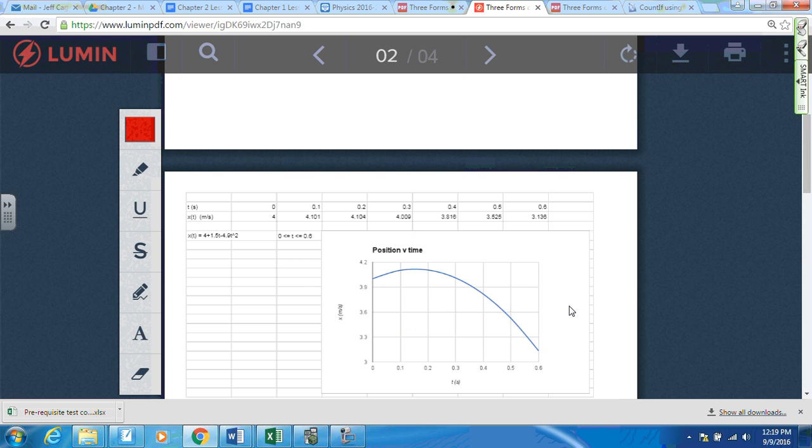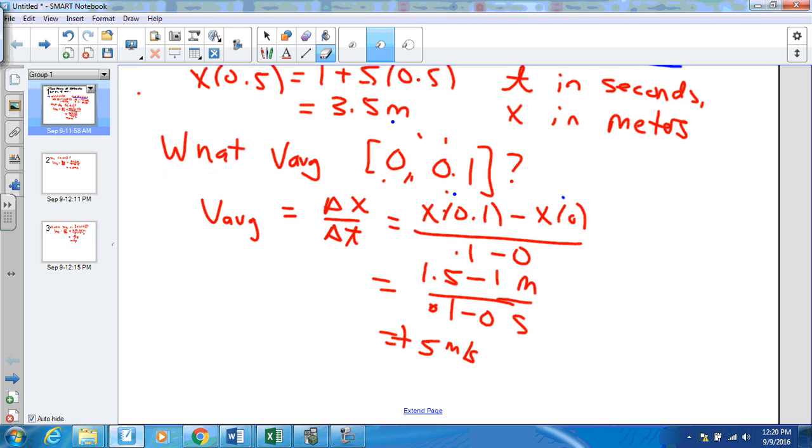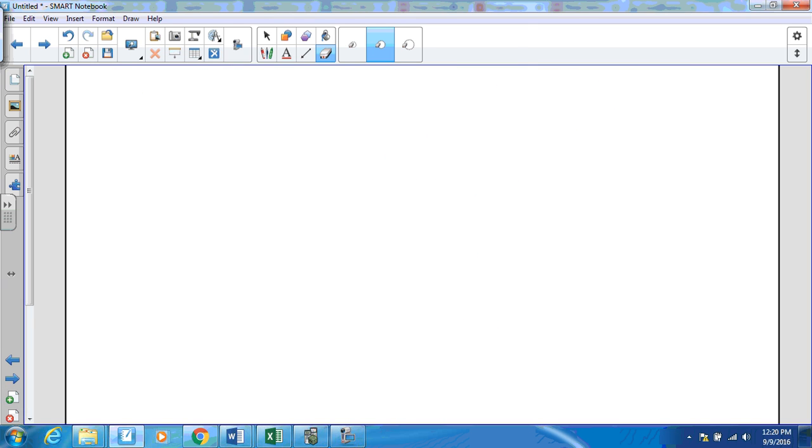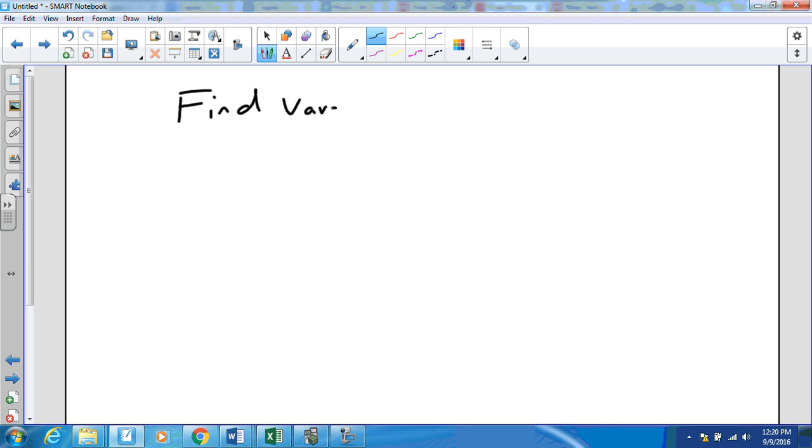Okay, on the next page, we have for ourselves a table of values, equation, and graph. Here's what I'd like for you to do. I'm going to ask some questions, and I'm going to have you evaluate those questions based upon one of the three forms of information. Okay? Find the average, and here comes some different time intervals.